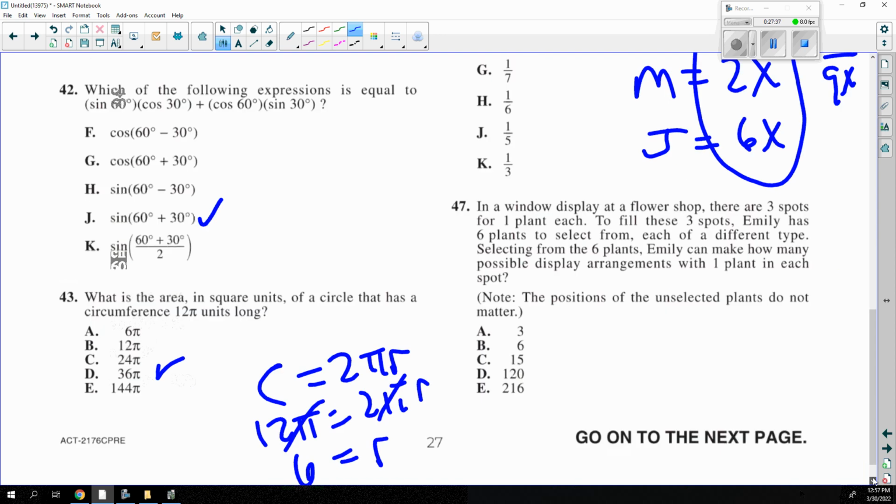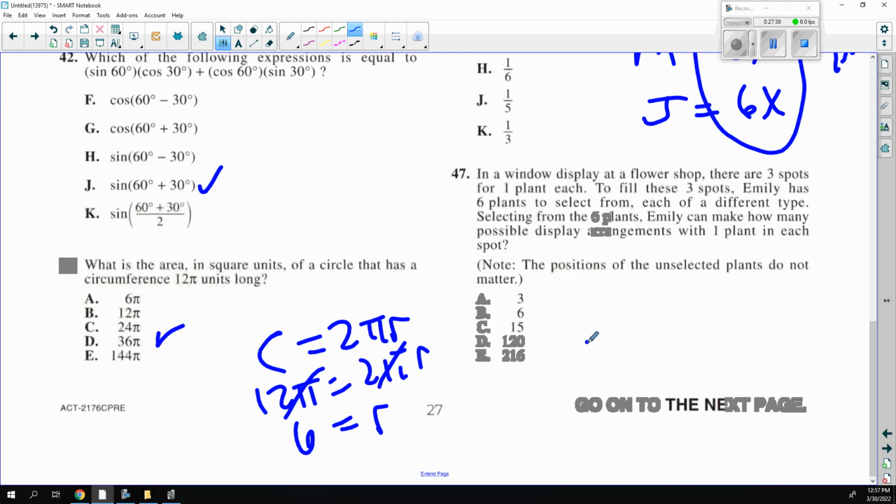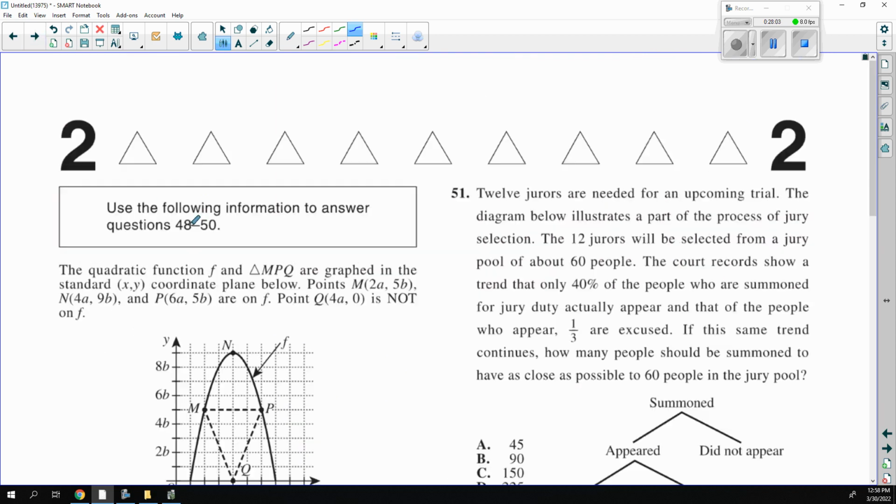Famous counting one. I have 3 spots to put my plants. I have 6 plants. How many can I put in this spot? 6 times 5 times 4. For you counting people, that's 6P3. I just multiply the 3 of them and get the answer 120.